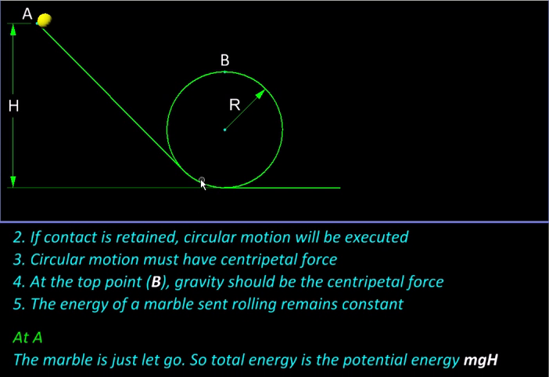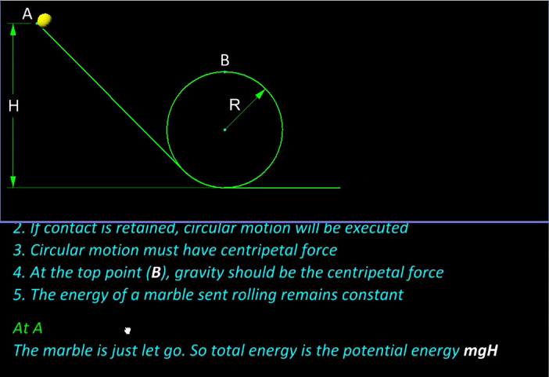But if it doesn't lose contact, then it will go around the perfect circle, executing circular motion, and behind every circular motion there must be a centripetal force. And at point B, the centripetal force towards the center, or the downward force, would only be gravity, because if it is on the verge of losing contact, there will not be any normal reaction. And finally, the energy of the marble will be assumed the same all through this journey.